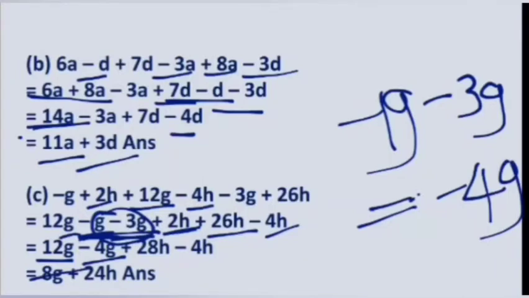Then we have 28h minus 4h to give us 24h. We can't add these terms together. Why? Because they are unlike terms. You can't subtract or add unlike terms. So you leave the answer like that. I hope that was very, very clear.